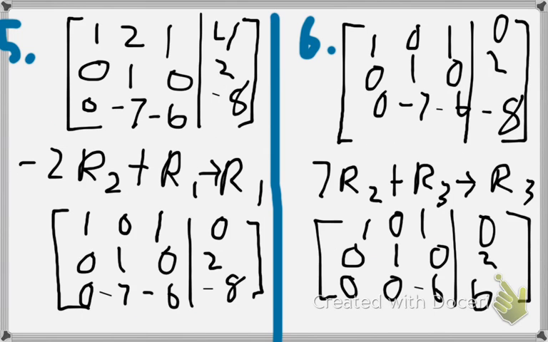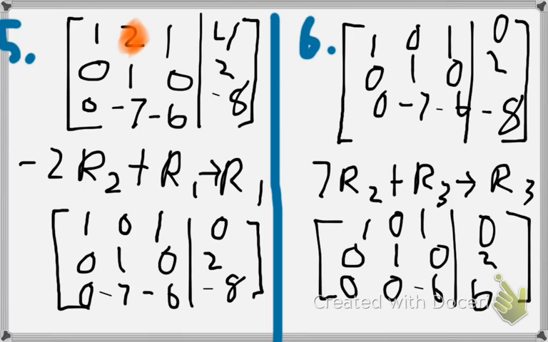And then after that, you have to find the 2 and change it to a 0. And so you do -2 row 2 plus row 1, and that equals row 1. And so that'll change it to a 0.